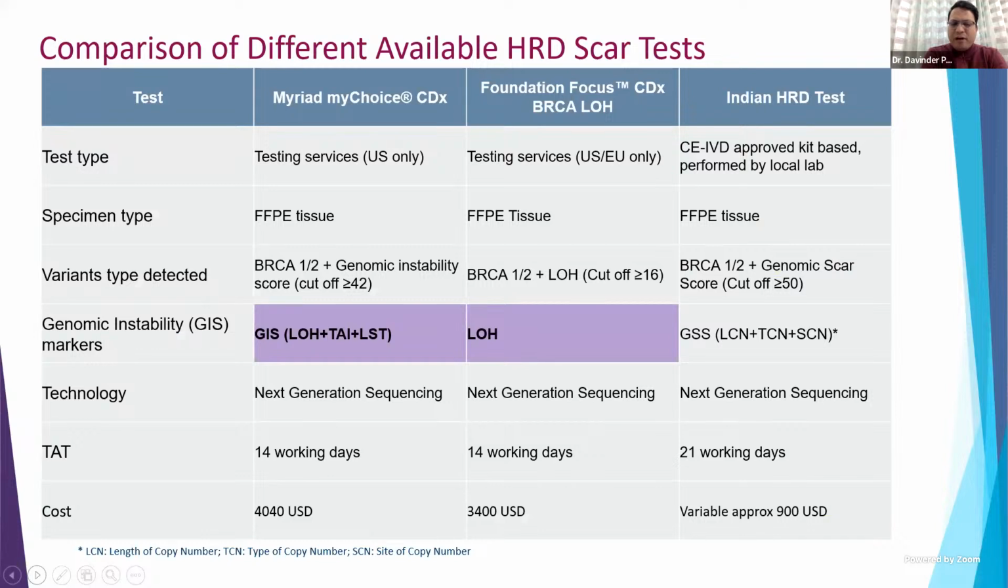So these are three tests which are available for the HRD scar test. The standard of care till date is the Myriad myChoice CDx, and we are also doing it in Foundation testing, and some Indian HRD testing is also available. They all differ in the variant types which can be detected and the GIS score markers which are taken into account. And if we see the Myriad testing, it is quite a costly thing, more than $4,000. And Foundation is also very costly, $3,400. In India, the testing which we are doing costs somewhere around $900. Next slide.